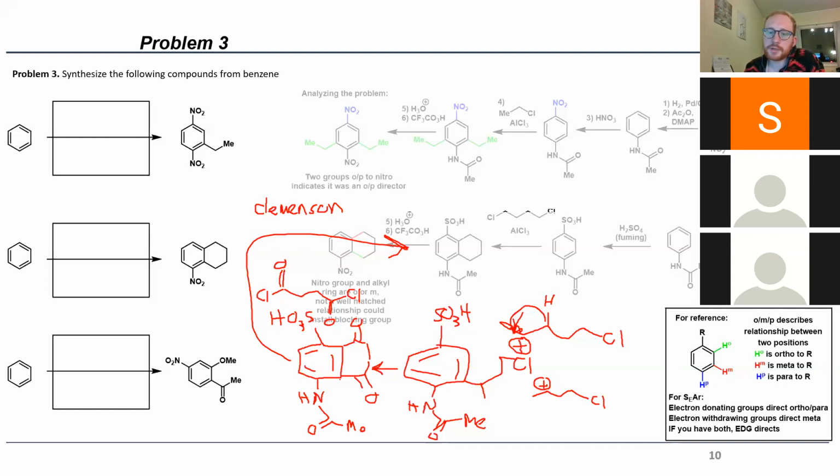Another question, if we turn the NO2 group into an NH2 group... Yeah, to another question, we're always looking for the highest selectivity as possible in our synthesis. So always try and block para positions if need be.